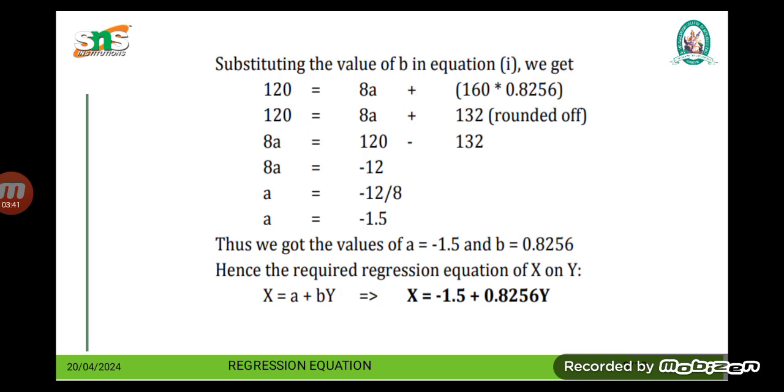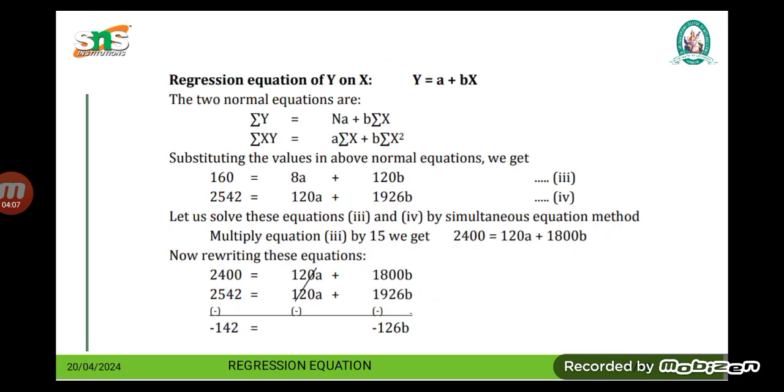I am taking my first equation, and if I substitute my b value and solve it, I will get the value as 8a is equal to minus 12. But I need my a value alone, so I bring the 8 to the denominator. Then my a value will be minus 1.5. If I substitute in my regression equation, I will get x equal to minus 1.5 plus 0.8256y.